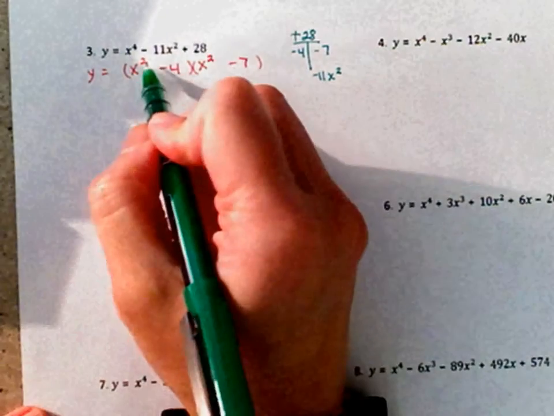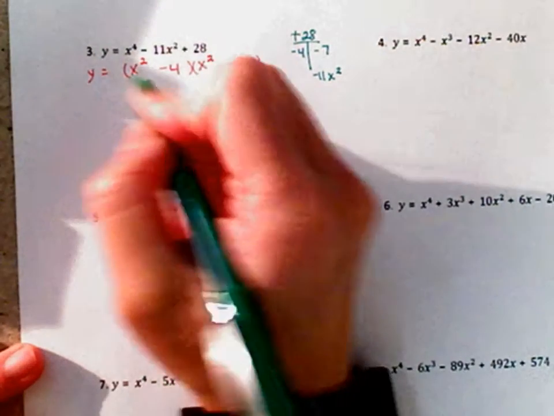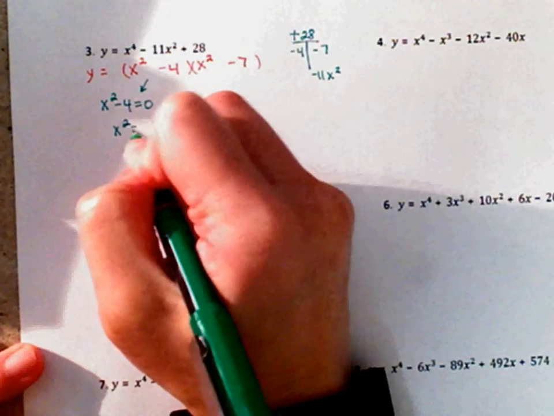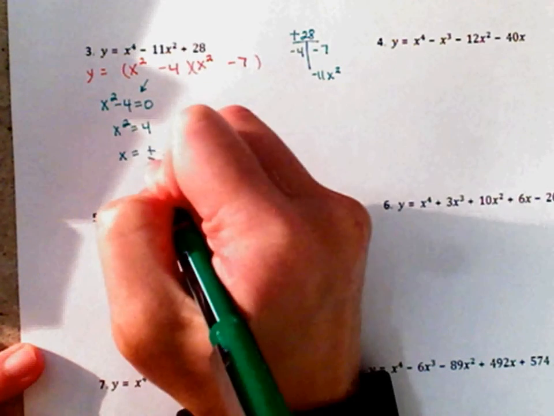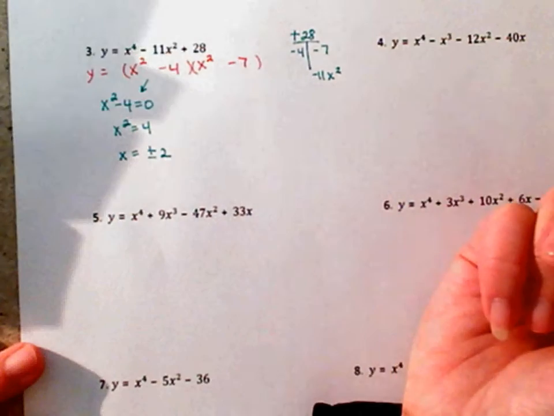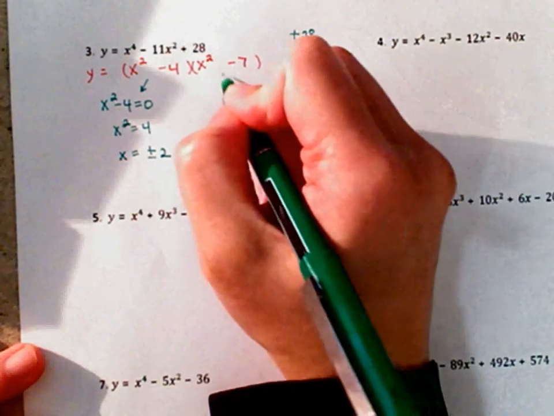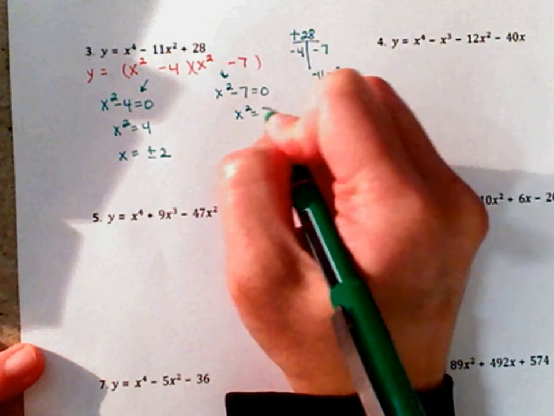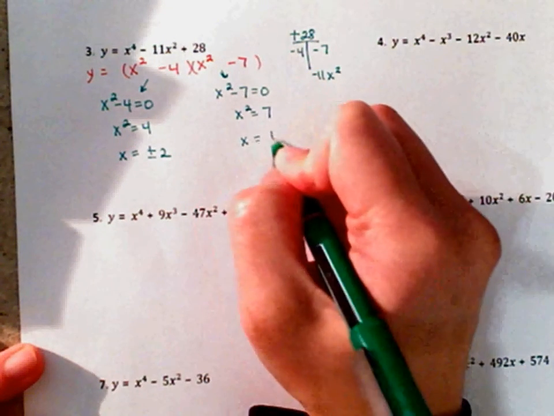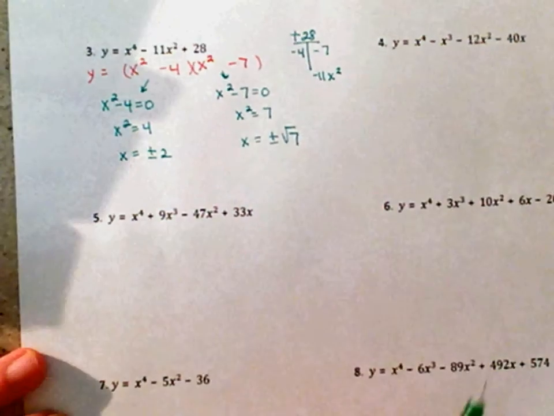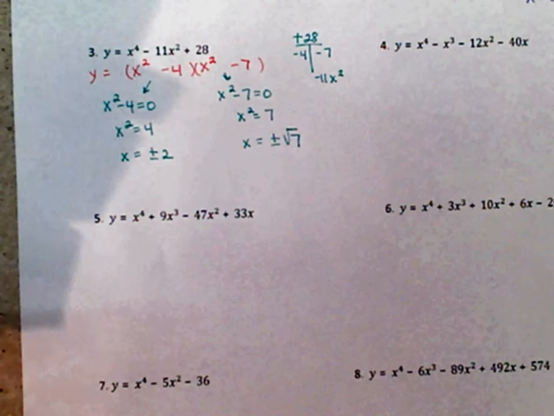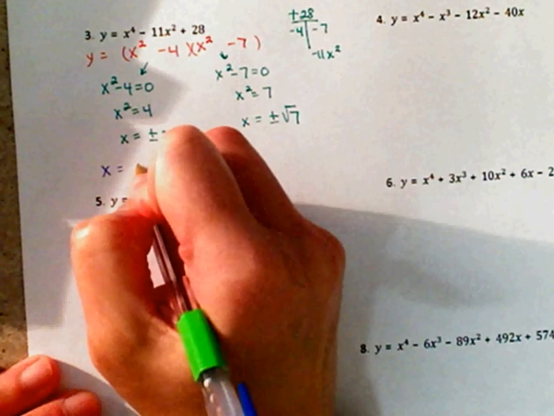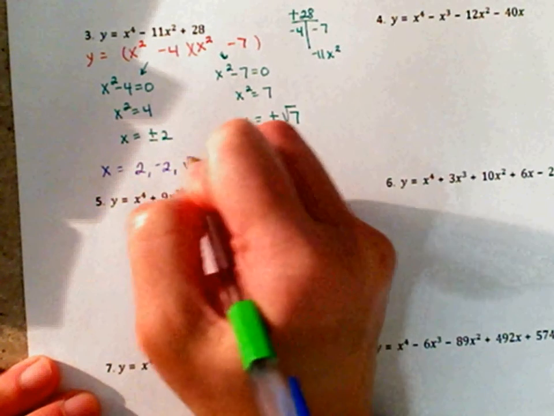Notice it's a quadratic. I'm going to set it equal to 0 and solve. x squared is equal to 4. x is equal to plus or minus 2. Okay? Your other solution, x squared minus 7 is equal to 0. x squared is equal to 7. x is equal to plus or minus square root of 7. Okay? So there you have your solution. So what is my x equal to? x is equal to 2, negative 2, square root of 7, negative square root of 7.